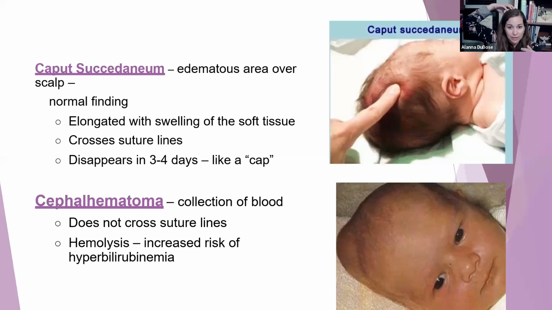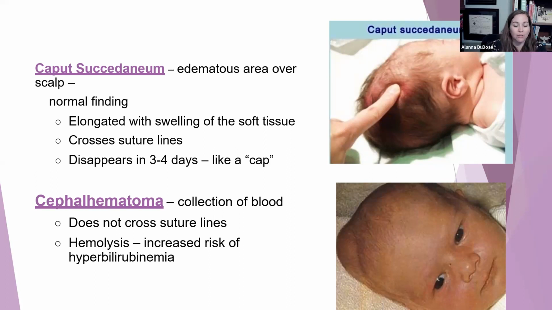It could be off to one side, but it would not stop at the defined edges of the skull bone the way the cephalohematoma would. It would just cover the area of swelling, usually whatever area was on the cervix. So it was protruding through the cervix and causing swelling in this area that was put under pressure for an extended period of time. That's what you would expect with caput.